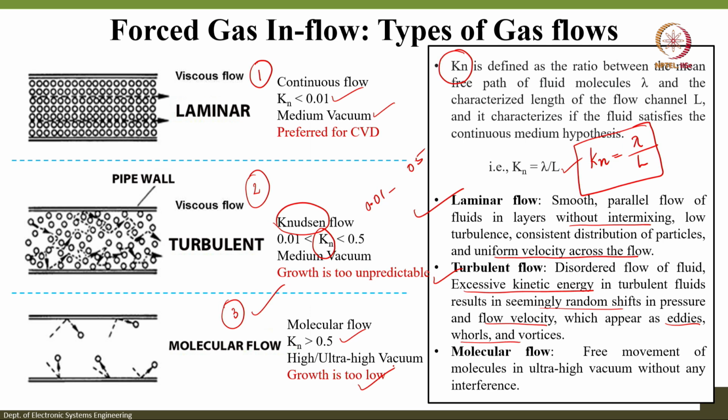Comparing these three types of flow mechanism, we can say that laminar flow is preferred due to the uniform growth rate and uniform velocity maintained within the chamber, whereas turbulent and molecular flow are least preferred due to a very unpredictable growth rate or a very low growth rate. These flow mechanisms are least preferred.